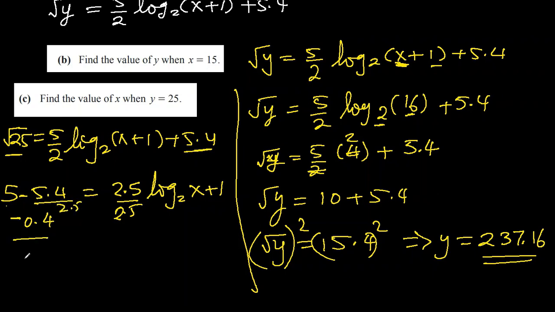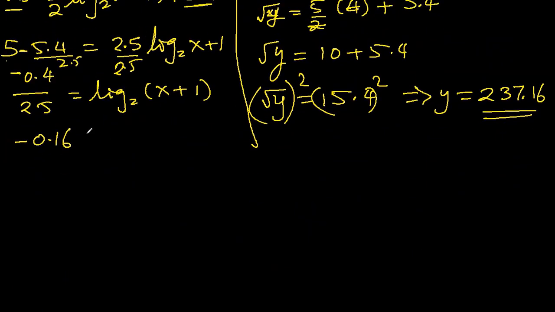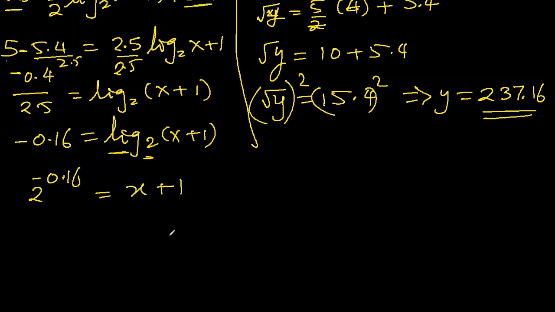5 minus 5.4 will be minus 0.4, and let's divide both sides by 2.5. So it becomes minus 0.4 divided by 2.5 equal to log base 2 of x plus 1. This will be minus 0.16. To remove this log, the other side will become the exponent of 2, the base on this side. Alright, and log is gone, x plus 1. So x will be 2 to the power minus 0.16 and minus 1.